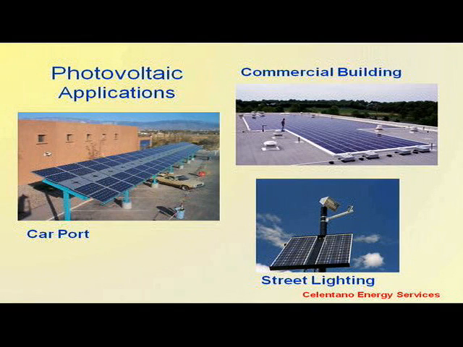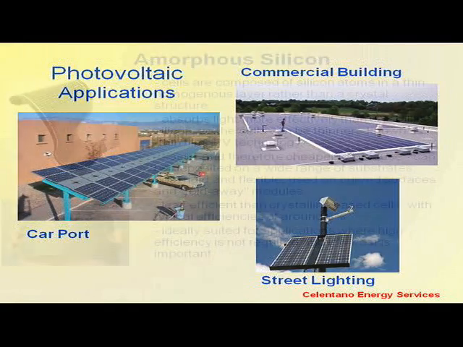Alright, so where do we see these panels? You can see them on top of commercial buildings. You can see them on streetlights. You can see them on highways where it would be difficult to bring the electric grid out to the highway. They'll often have a panel mounted on an emergency telephone pole. You'll see them on top of carports, and this will be more and more common as electric cars become more common.